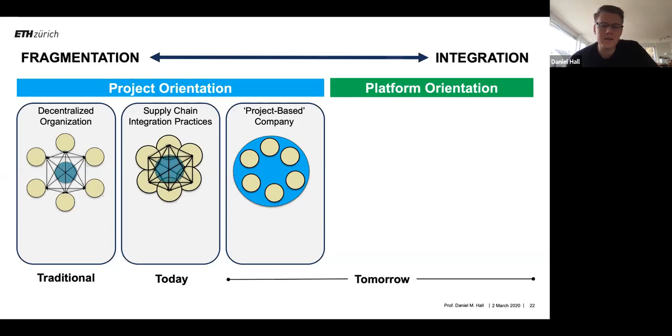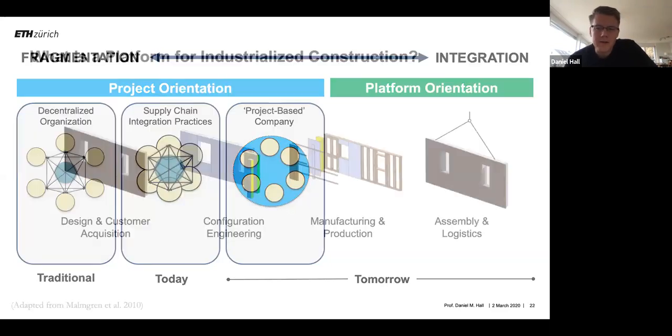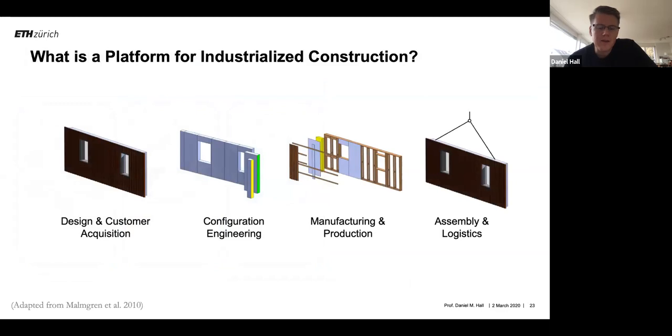We're seeing this new rise in platforms, and we'll have future lectures about platforms, that have a platform orientation. And here's my very simple one-slide summary of what a platform is for industrialized construction. We'll talk about this more, as I said.